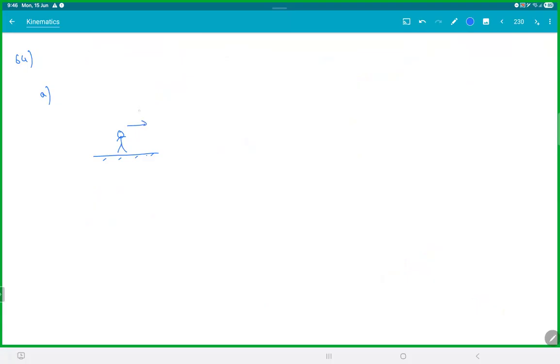So let's say the man is going with a speed of 10 meters per second. The rain is falling at an angle of 30 degrees. So this is V rain, ground. V rain ground is 10 meters per second, so the rain is also falling with 10 meters per second. At what angle with the vertical does the man see the rain?